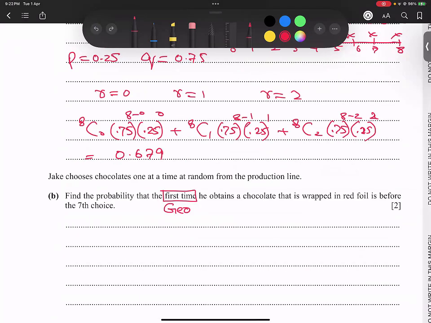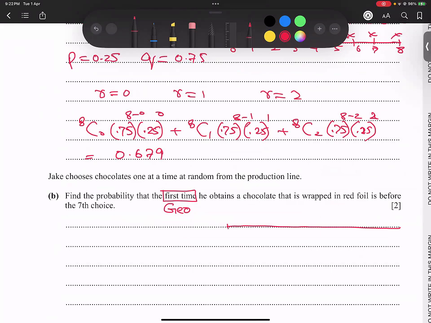And he mentions a chocolate wrapped in red foil. So find the probability that the first time he obtains a chocolate wrapped in red foil is before the 7th choice. It happening before the 7th choice may sometimes be hard to understand. So the best technique, if you're confused, is to start by making a number line.